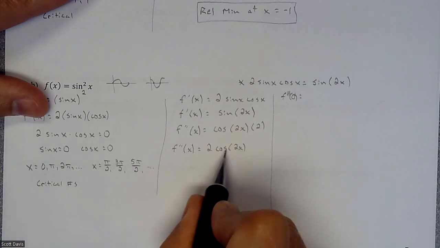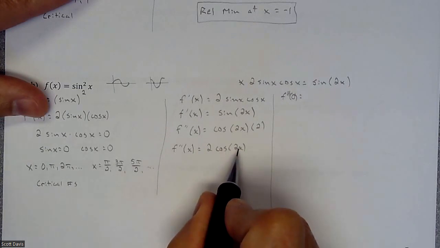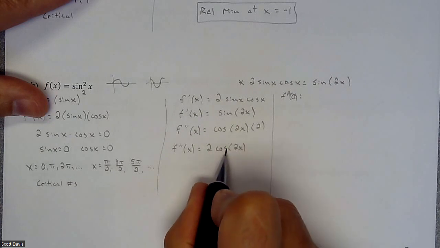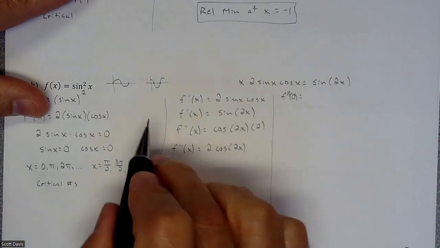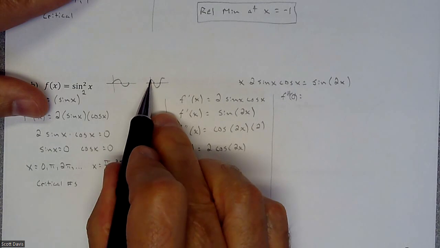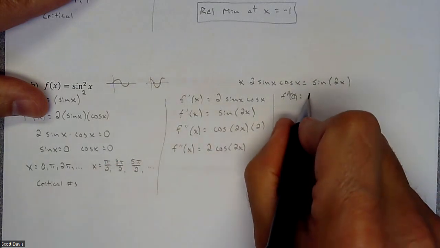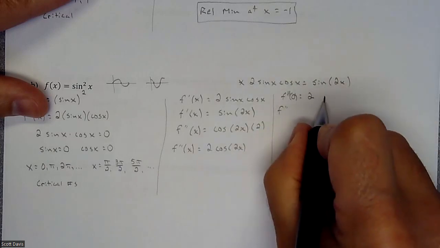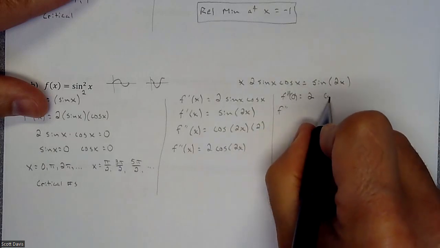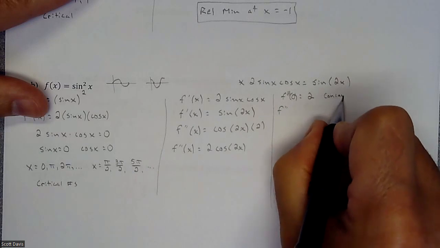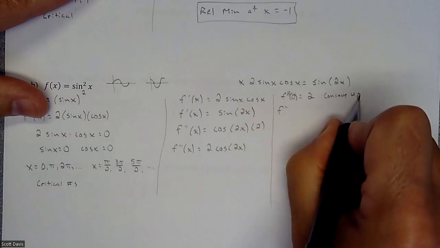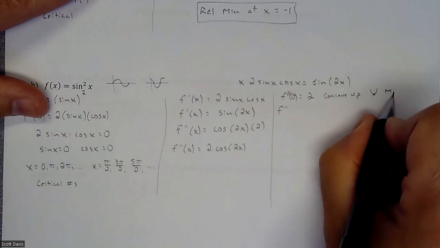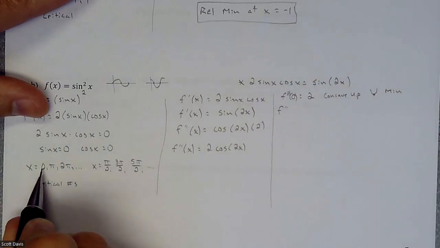So which means we're plugging it into this. So if I do cosine of 2 times 0, that's cosine of 0 times 2, and cosine of 0 is 1 times 2, we get a positive. So a positive means concave up. So visually, we are going to have a minimum at 0, right?